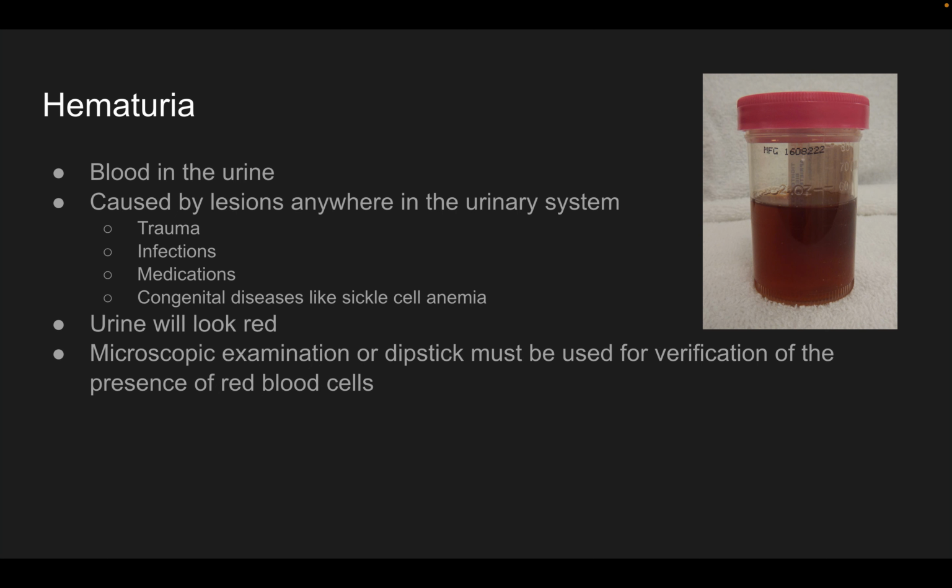So obviously, if you have an infection, like with bacteria, the body's going to send blood to that area with white blood cells. That blood can get into the urine. Medications can cause this, as well as things like sickle cell anemia. Urine will actually look red in color. Doesn't have to be like this picture. I mean, this is a pretty severe case here. But could even be pink in color. And then microscopic examination will show actual red blood cells in the urine itself.